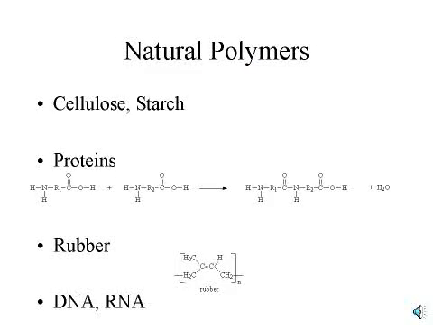Natural polymers include polymers of life, such as cellulose and starch, which are both polymers of sugars. One of which we can digest, the starch, and the cellulose, or the plant material, we can't digest. Termites and cows can do that.